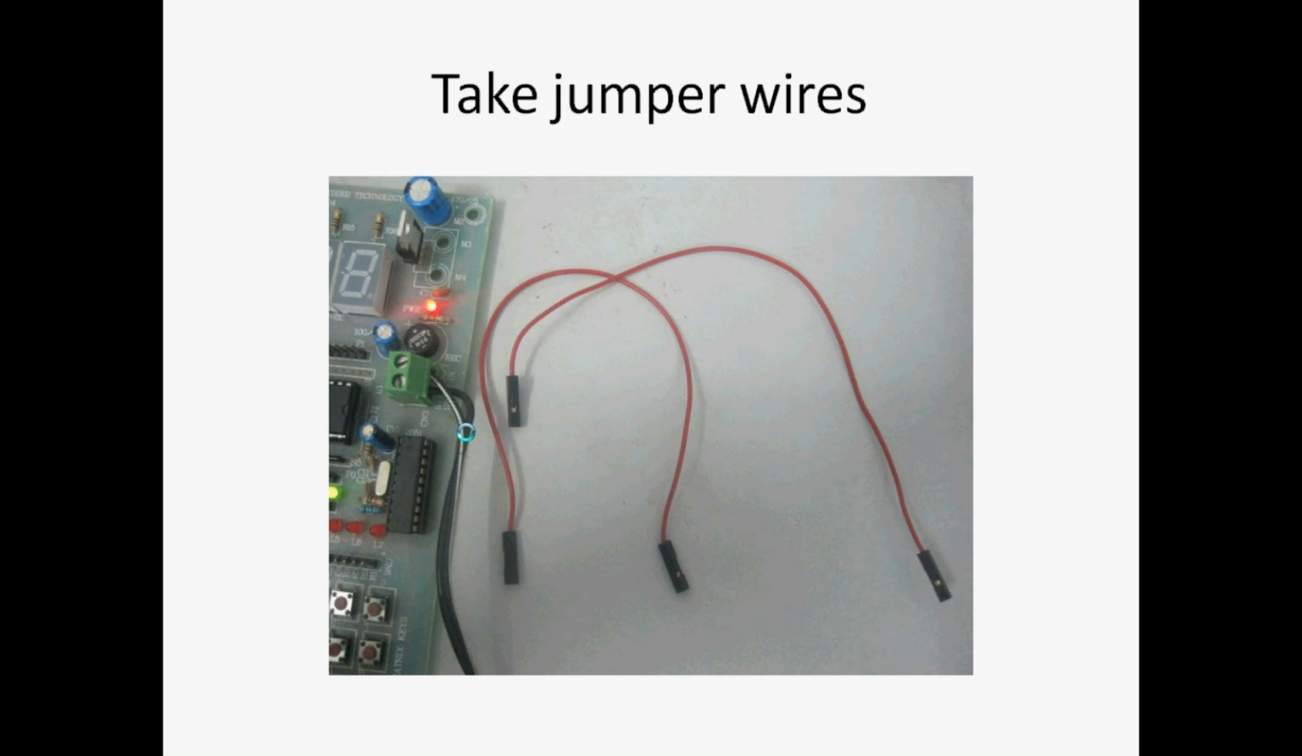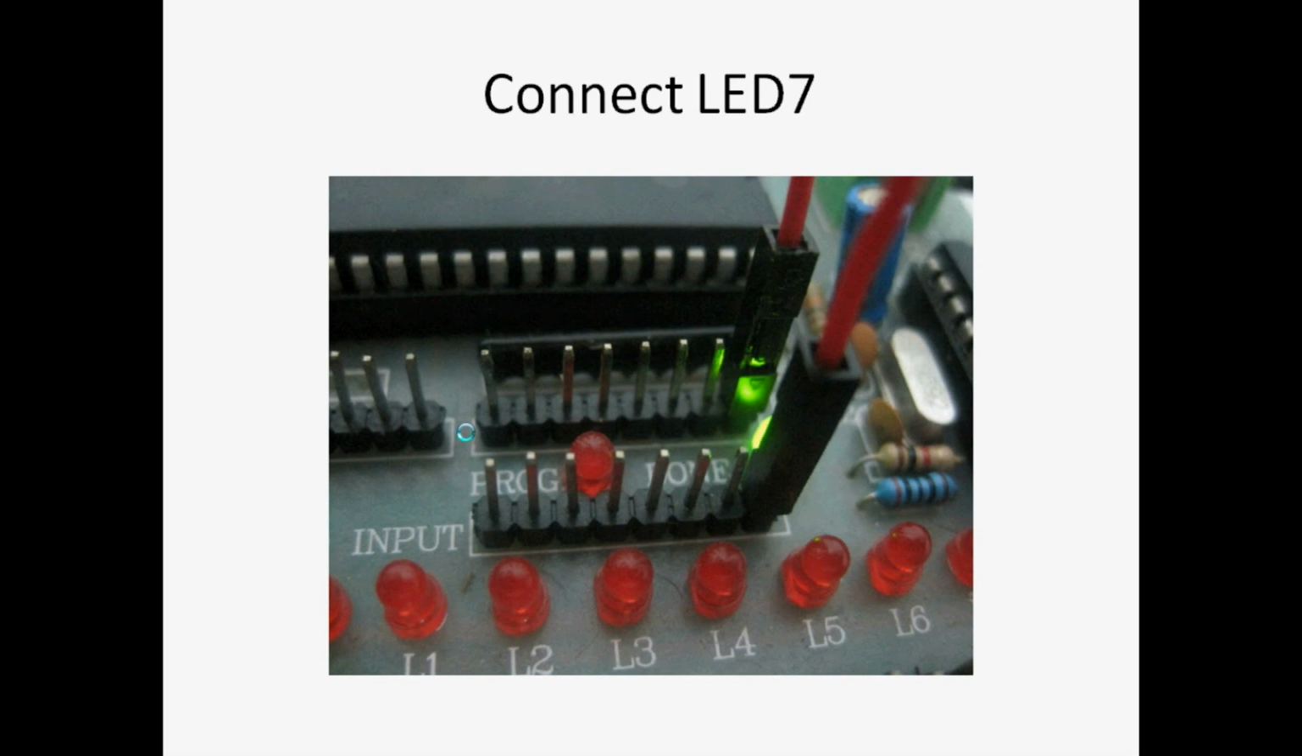we make the circuit as follows. Take two jumper wires. First of all, connect one jumper on a port 0 pin to the LED 7 pin, because when we are pressing any switch, we need to connect one more device to show whether the signal is going inside the 8051 microcontroller or not.